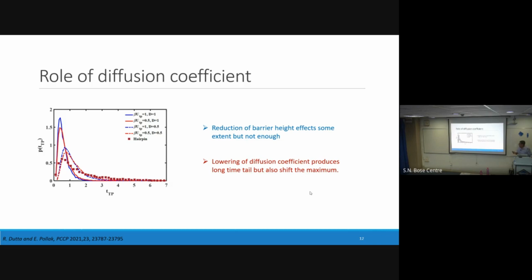Then we tried lowering the diffusion coefficient. The diffusion coefficient rescales the time towards the right-hand side, and that gives the long time tail. However, the maximum of the distribution is also shifted to the right-hand side, and that gives the wrong distribution with respect to the experiment. So reducing the diffusion coefficient is also not a solution.